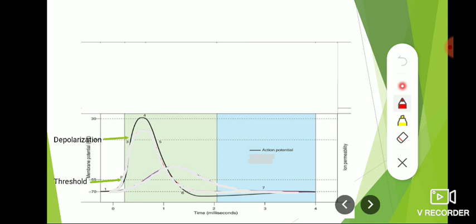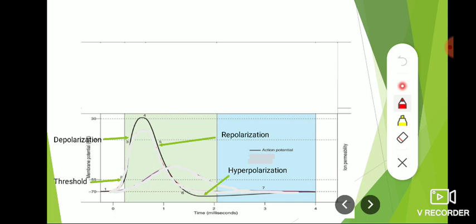So this ascending limb is depolarization. And once the positive ion starts coming out of the cell, polarity again comes back to the negativity. So this descending limb is called repolarization. And sometimes the channels remain open for some period of time and it goes below the original resting level. Means the original resting is minus 70, so it is going up to minus 75 here. So it is called hyperpolarization.